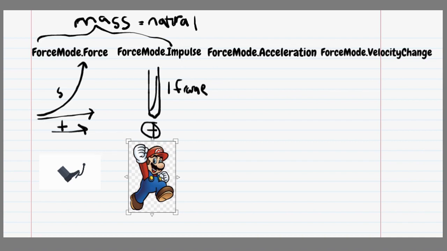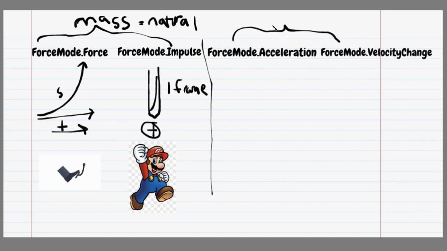Now the other two of these do not look at mass. No mass. And these feel a little unnatural, right? But they're very commonly used because games tend not to always feel natural, right?